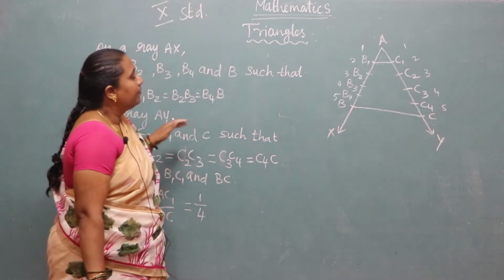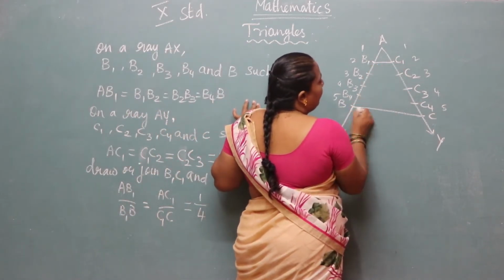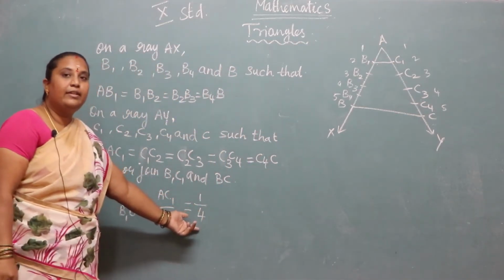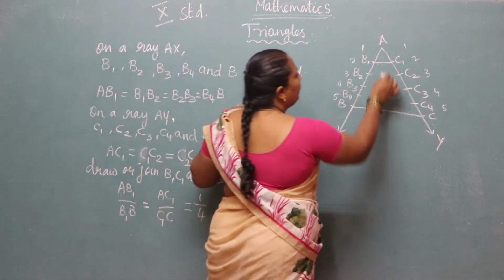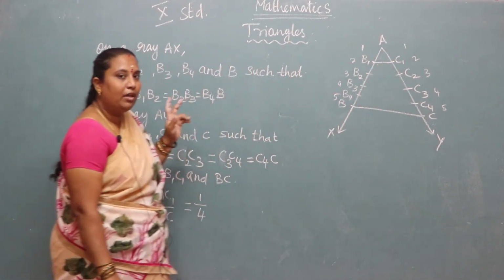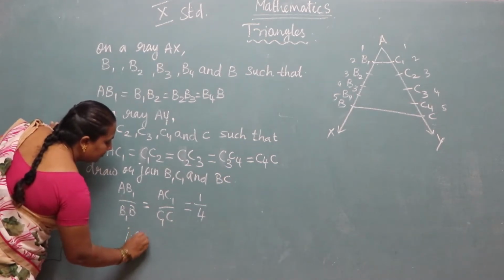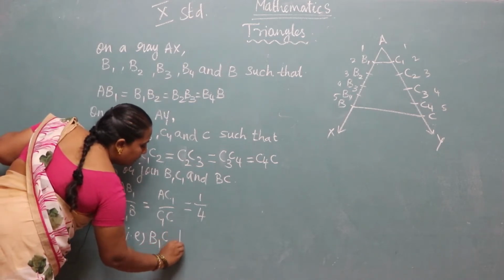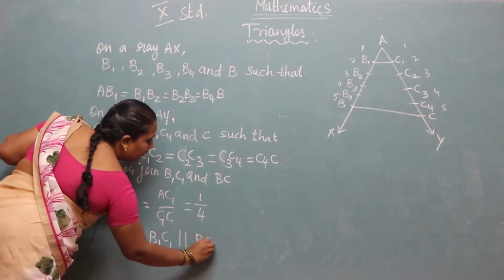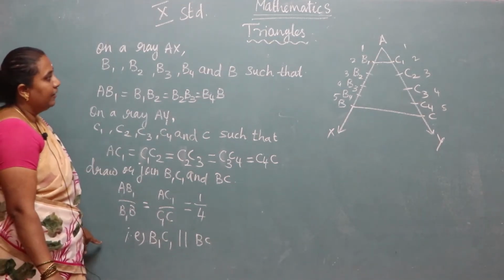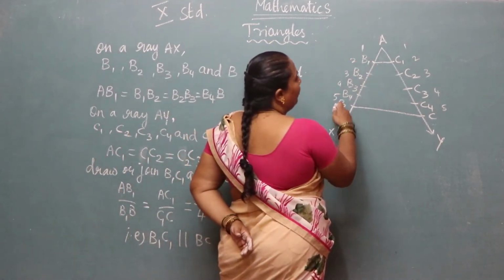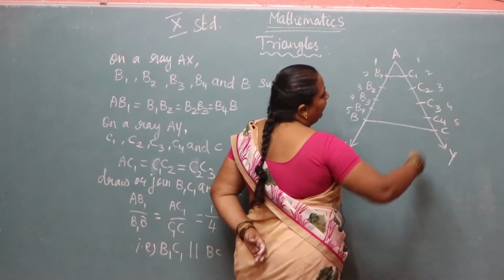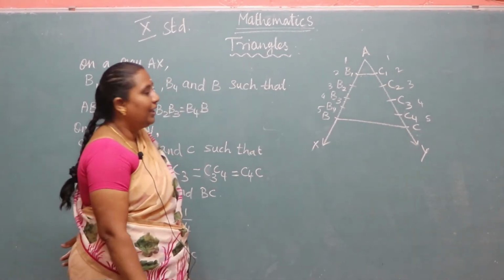Understood, children? B1C1 is parallel to BC. From this ratio we can say these two lines are parallel. Understood? So B1C1 is parallel to BC. See, children, the 1 by 4 ratio on the ray AX and also the 1 by 4 ratio on the ray AY.